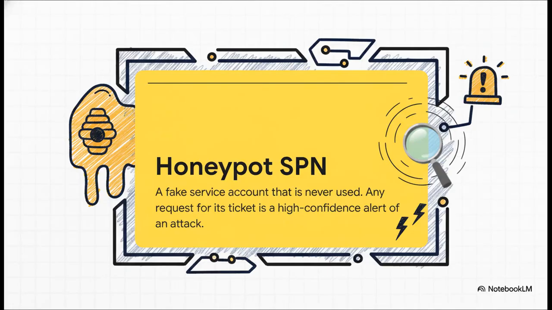Now for my favorite part. A really smart, proactive defense. The honeypot SPN. It's simple. You just create a fake service account, give it a juicy-sounding name and an SPN, and then you just watch it. Since no real business process should ever touch this account, the very moment you see a request for its service ticket, you know with almost 100% certainty that someone is scanning your network for Kerberoasting vulnerabilities. It's a perfect little tripwire.